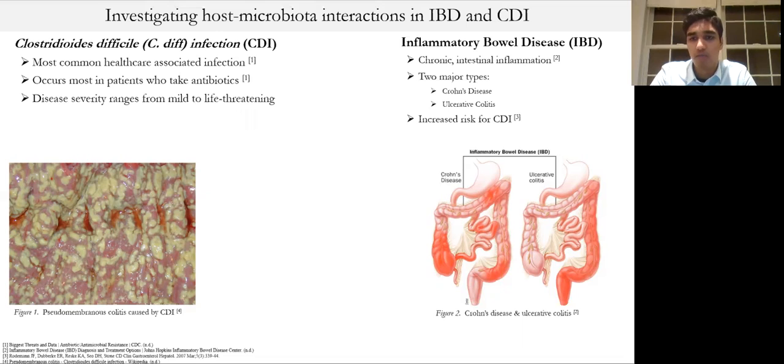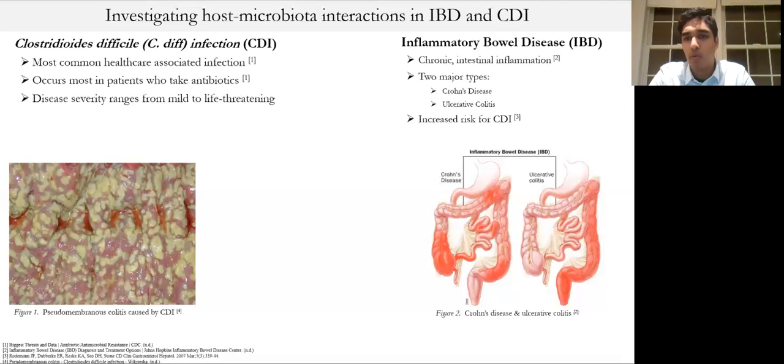IBD is a condition that affects more than 5 million people around the world, and it manifests itself in two main forms: Crohn's disease and ulcerative colitis. As the name suggests, both diseases result in chronic intestinal inflammation, with symptoms mirroring those caused by C. diff, from abdominal pain to bleeding and diarrhea. Crohn's disease can cause inflammation anywhere along the GI tract, while ulcerative colitis mainly affects the colon and rectum.